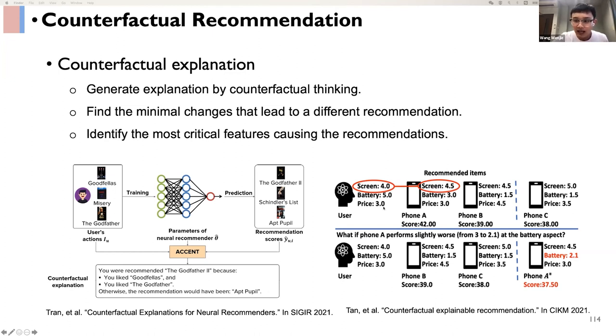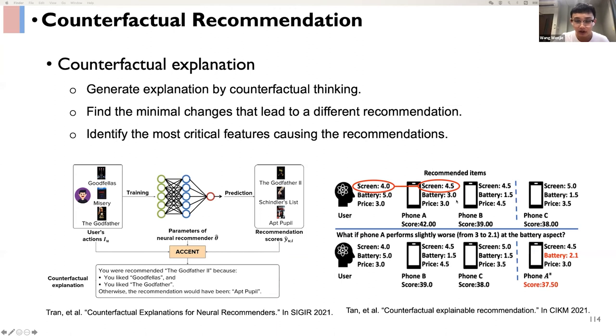If we use a simple linear model to rank the items, for phone A, this is the user preference, and this is the item features. We can calculate the matching score between this user and phone A, right? So the total score of phone A is 42. The feature with the highest matching score is the screen, which is 18, right? So we can provide the screen as the explanation because you care very much about the screen, and this item has a very high score on the screen. So we recommend this item to you. This is a matching-based explanation.